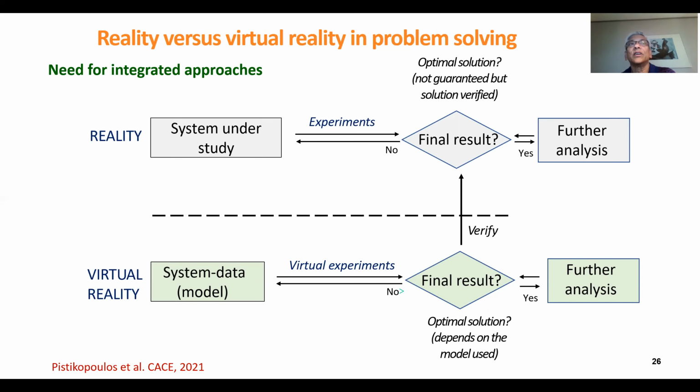So we could say that we will do the virtual experiments first, generate alternatives, and then we will do focused experiments with respect to the system. So at least we could say that even if it is not guaranteed optimal, it is verified and we have saved time. But in order to have a guaranteed optimal, we need to have a model that is predictive.